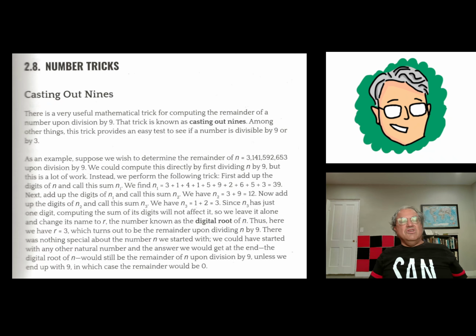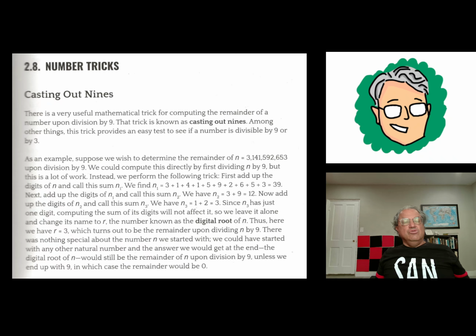Now I'm going to describe this trick called casting out nines. You might have heard of it. It's a very useful trick. It's basically a trick for finding the remainder upon division by 9. There's what's called the digital root of a number. It's almost the remainder when you divide by 9, not quite, because if the number is divisible by 9, we say the digital root is 9.